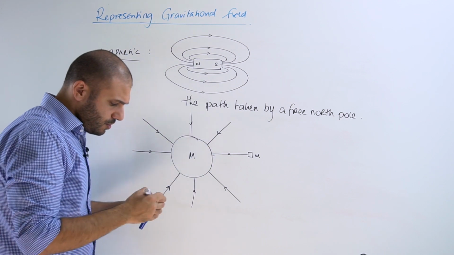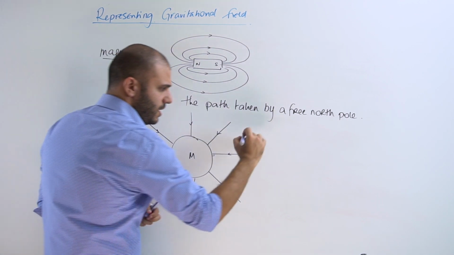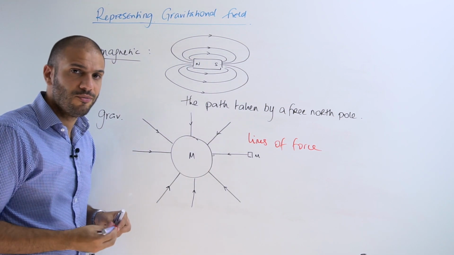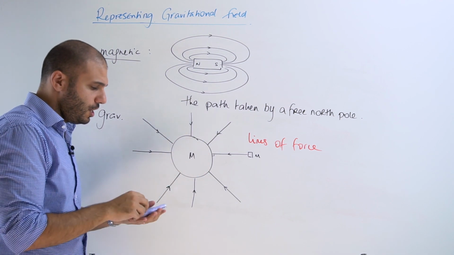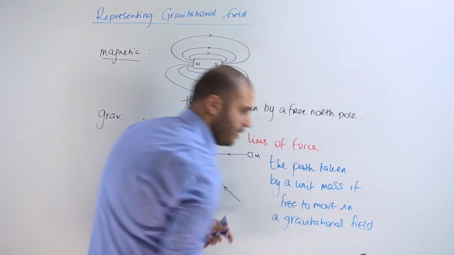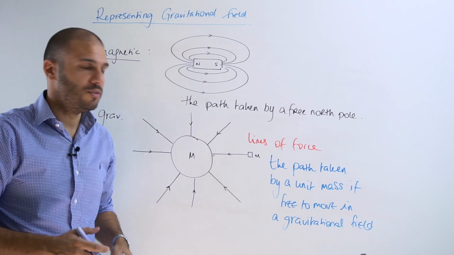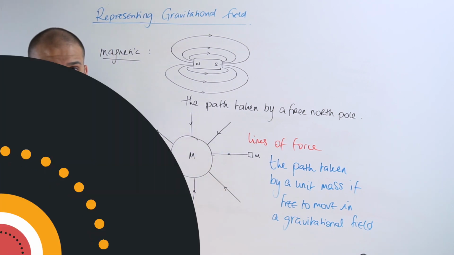These lines we refer to as the lines of force. And the definition for the line of force in this particular case would be the path taken by a unit mass if it is free to move in a gravitational field, hence the inward direction.